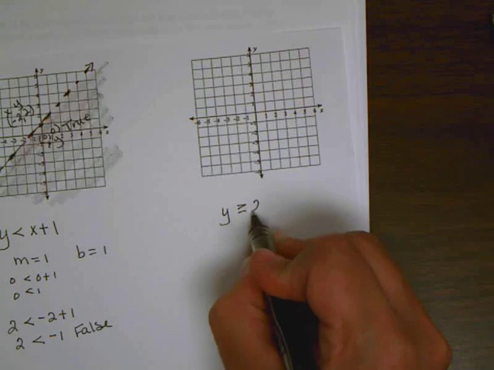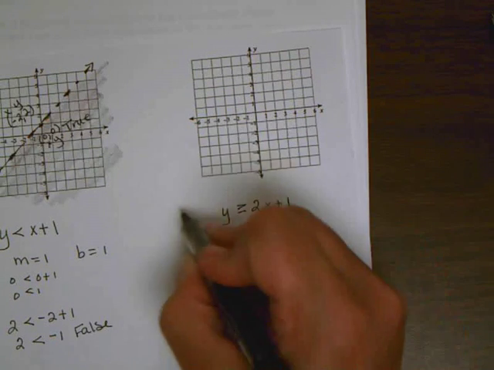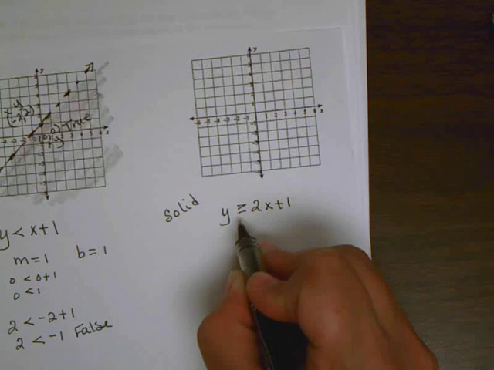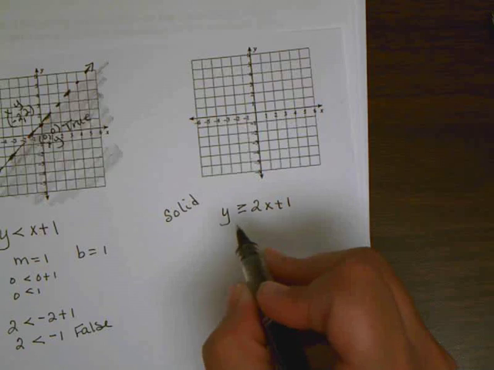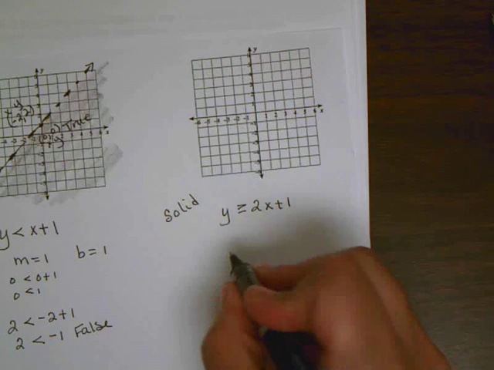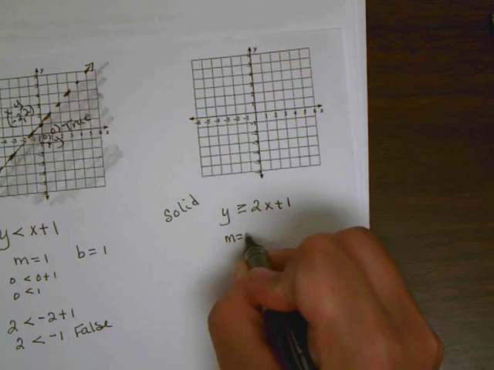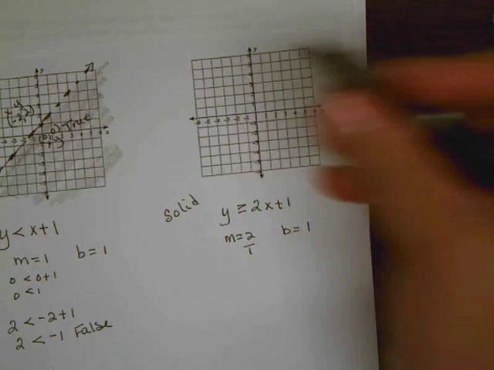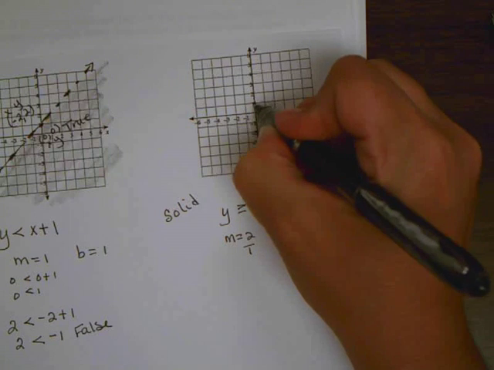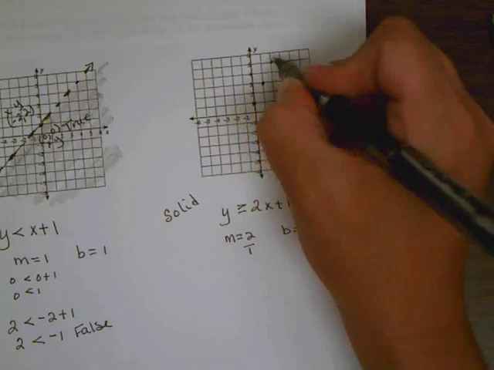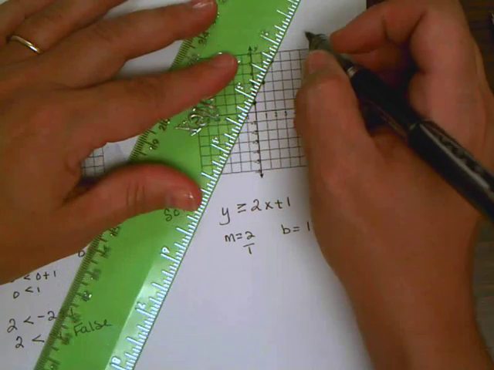If I graph y is greater than or equal to 2x plus 1, this one's going to be a solid line because y is greater than or equal to. The equal to means a solid line. Every point on the line will work. And then I have to decide whether I shade above or below. My slope is 2. My y-intercept is 1. I'll make my slope a fraction. So my y-intercept is 1, up 2 over 1, up 2 over 1. It is a solid line.